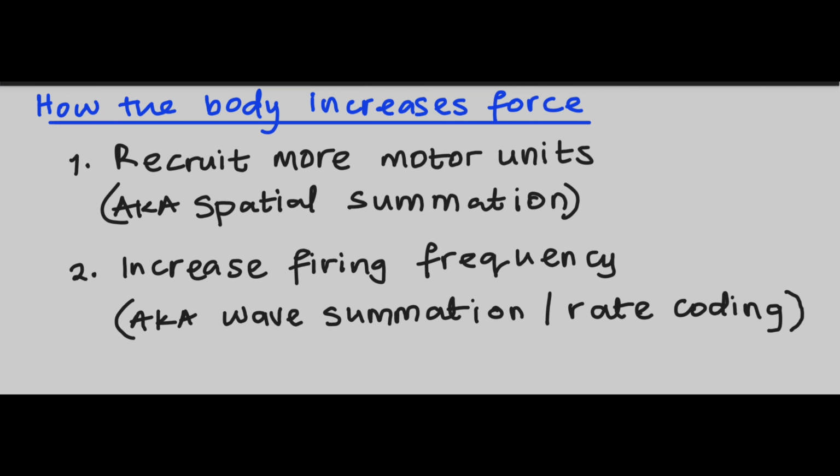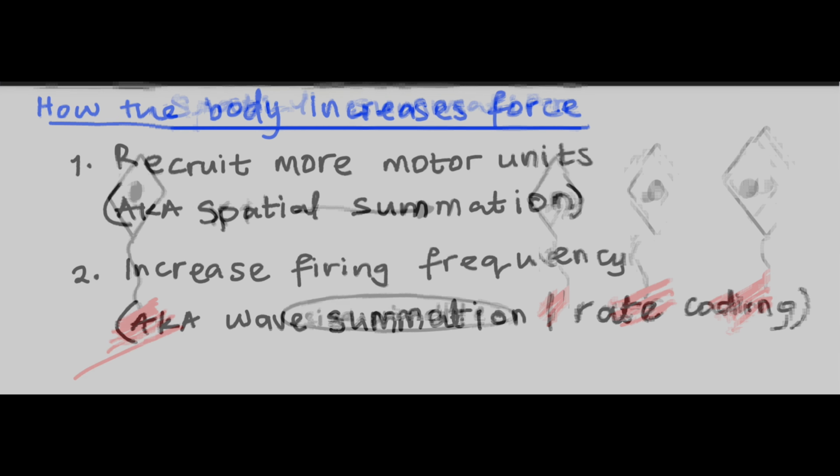So spatial summation is where you recruit more motor units. Spatial summation is also known as motor unit summation, and it just means, yes, that impulse has been sent to one motor unit, well, you can send the impulse to another motor unit and more motor units, more and more and more, so that overall more muscle fibers are being recruited. And it's worth remembering that the recruitment of motor units generally follows the size principle.